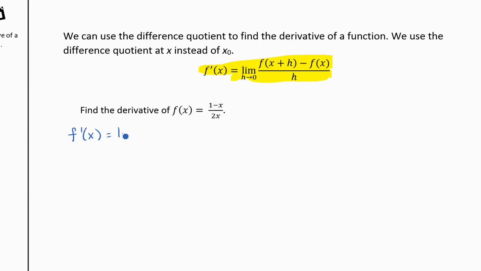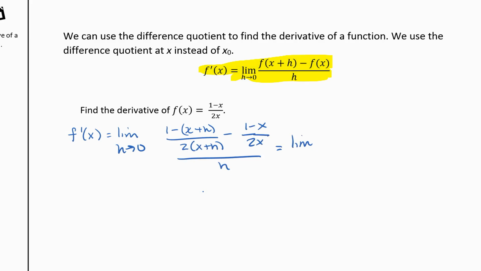So we're going to take the limit as h goes to 0. First, everywhere where there's an x, we're going to plug in x plus h. So we're going to have 1 minus x plus h over 2 times x plus h minus f of x, so minus our function, all over h.